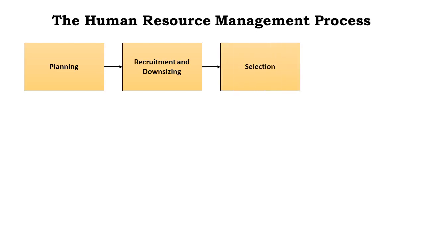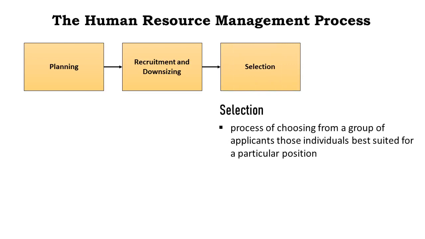After recruitment is the selection. Selection is the process of choosing from a group of applicants those individuals best suited for a particular position. At the office, we have our selection board who decides on who to select from the qualified applicants best suited for a particular position. And then hiring in the government comes with an appointment paper. This is an example of an appointment paper, and this is submitted to the Civil Service Commission.